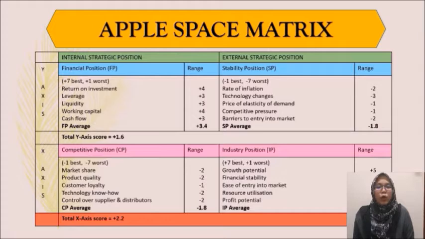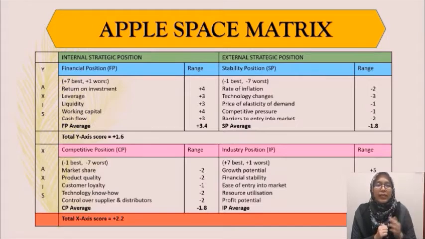Next, in order to assign the values for financial position and competitive position, we have to make comparison to the competitors. And for the industry position and stability position, we make comparison to the industry. The third step is, after we have defined all the variables, we must compute the average score for financial position, CP, IP, and SP by summing the values given to the variables of each and then dividing by the number of variables included in the respective dimension.